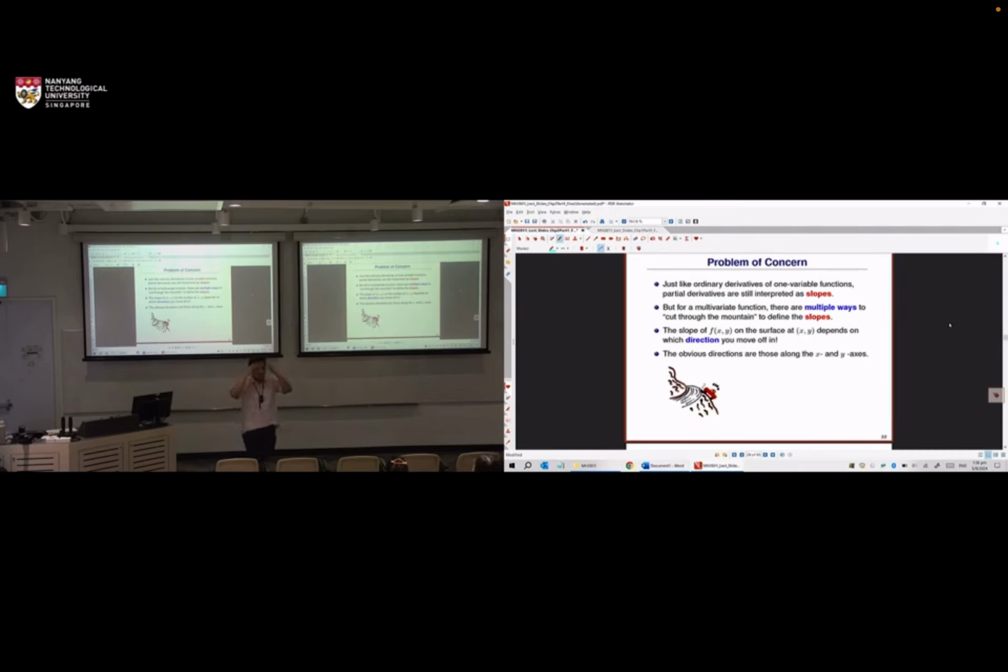All your shapes are like a mountain. I think that's the easiest example for you to visualize. Every shape you're looking at is a mountain. And at the mountain, you want to look at the slope. Before you find the slope, you need to cut the mountain first. Cut the mountain, then you have a curve, then you find the slope of that curve. The slope of f(x,y) on the surface at (x,y) depends on which direction you move off in. The obvious directions are the x-axis and y-axis.